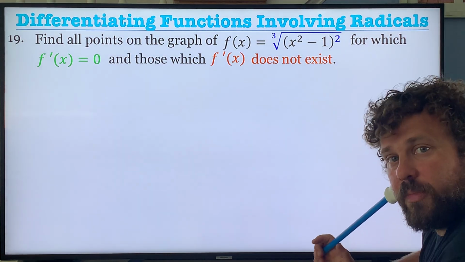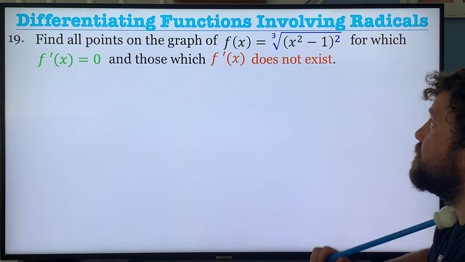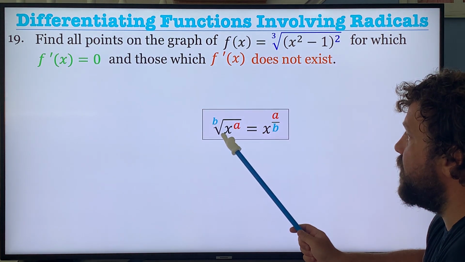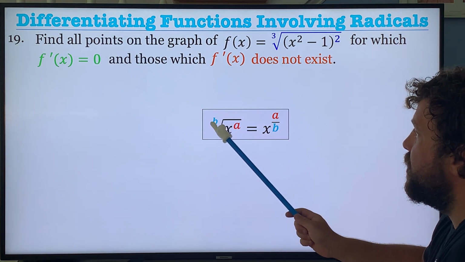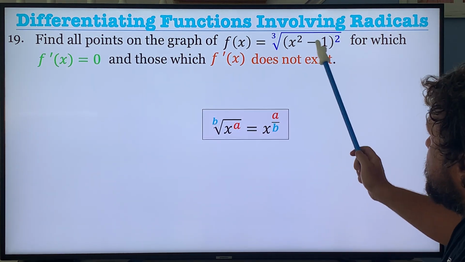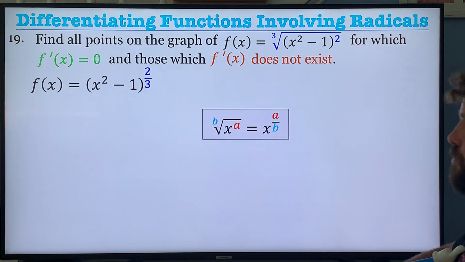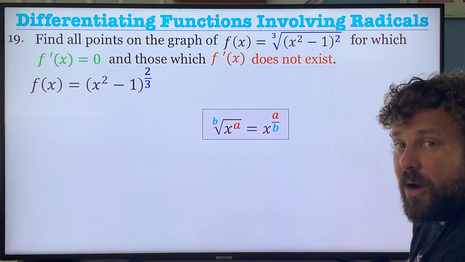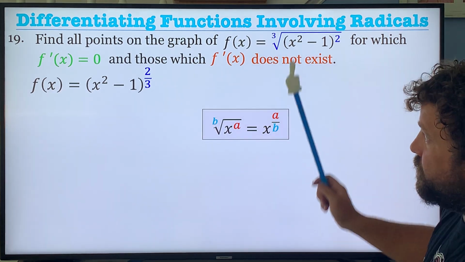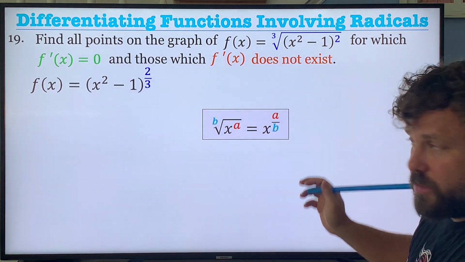So, first thing you do is you rewrite the equation. How can I rewrite this? We know that the radical b of x to the a is x to the a over b. So this would be x squared minus 1, to the 2/3. Now that we rewrote it, we can solve it normally, and then we'll deal with these two pieces. These two pieces are just added bonuses.